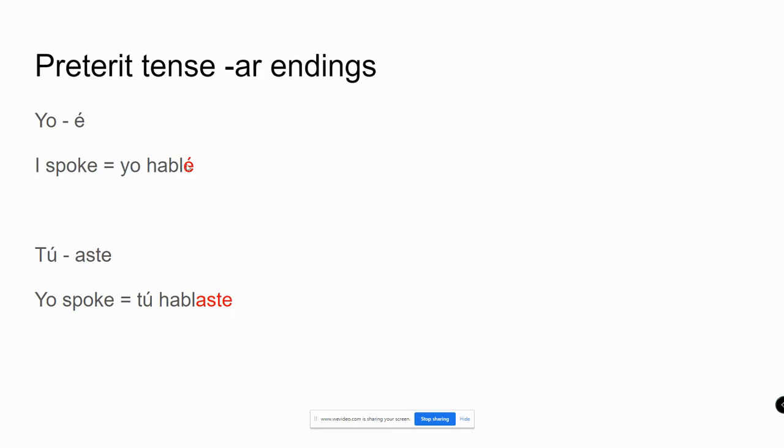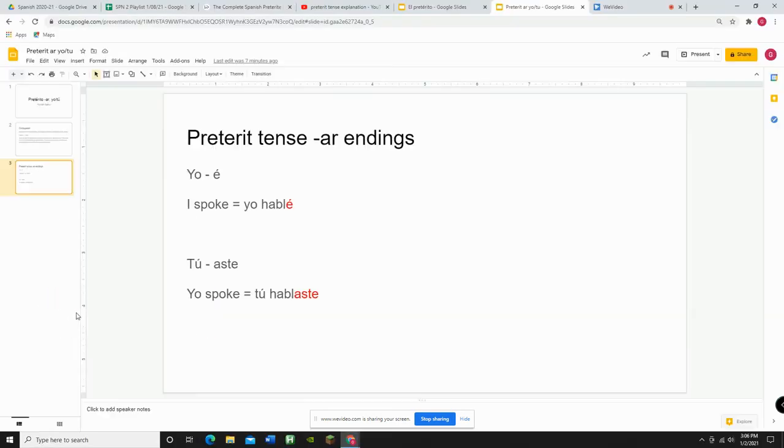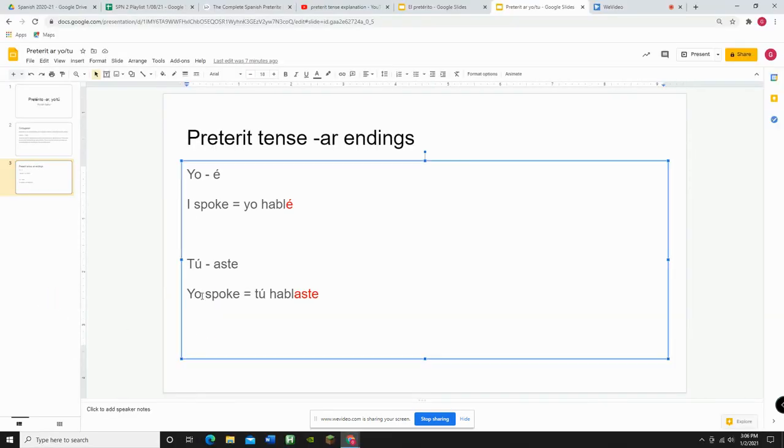I took the AR off, just like I showed you on this last page, and I added the appropriate ending. The tú form is aste. To say, oh, you spoke, I'm going to edit this. You spoke, it is tú hablaste.